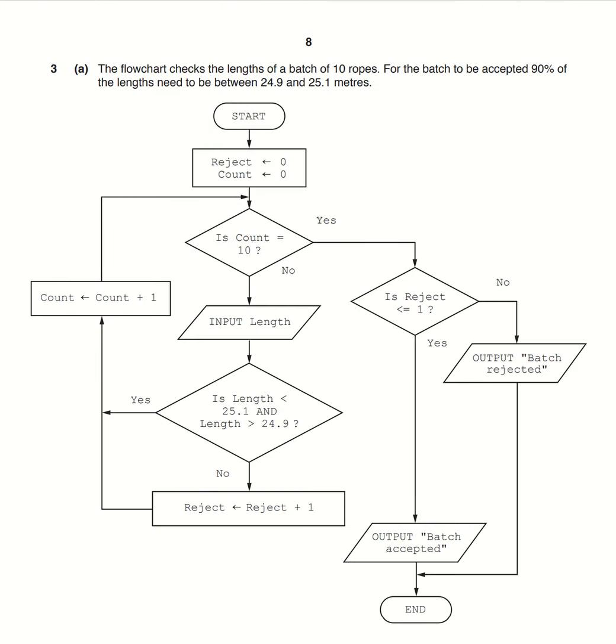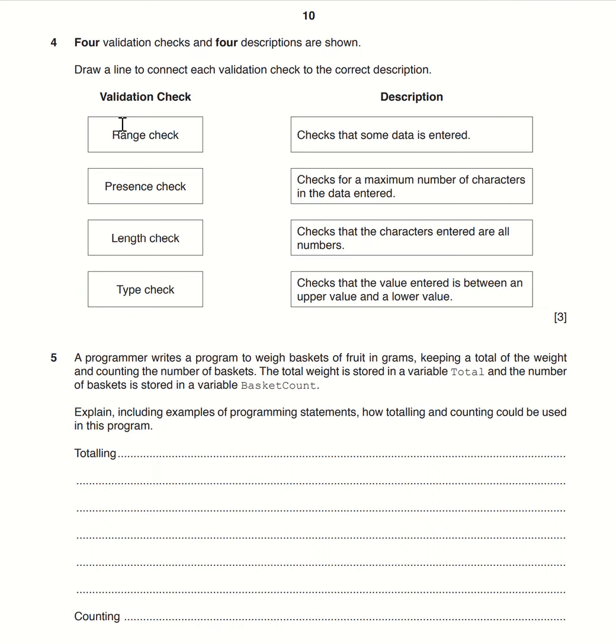So yeah, this question says match each of them. So range check, obviously these are validation checks. What does it match? It matches this: checks that the value entered is between an upper and a lower value, so it's within a range. The presence check checks that some data is entered, actual data, it's not blank, so this.